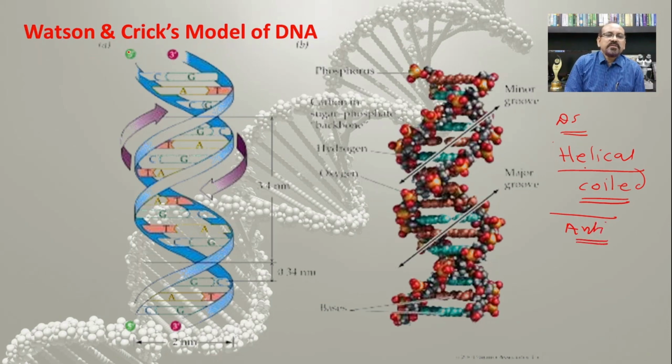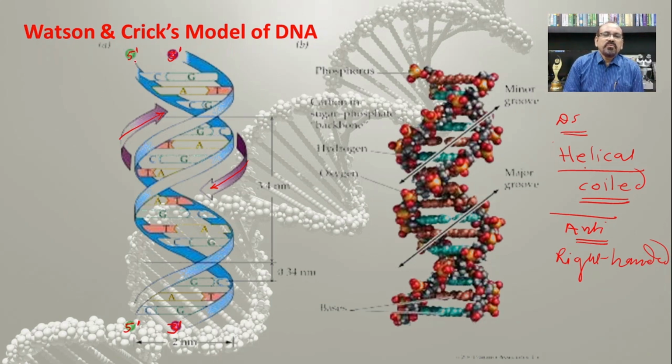So see here, this is the 5 prime end, this is the 3 prime end. In a similar manner, here 5 prime and 3 prime. So in this way there is a coiling, and this coiling of the DNA molecule is right handed, means in a clockwise direction. These arrows indicate the clockwise direction of the twisting or the coiling of the DNA molecule.